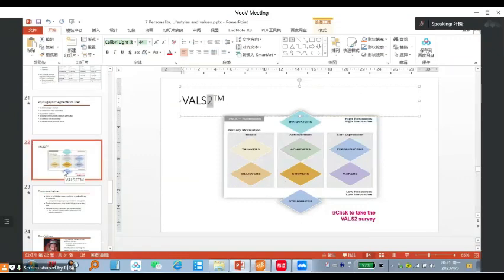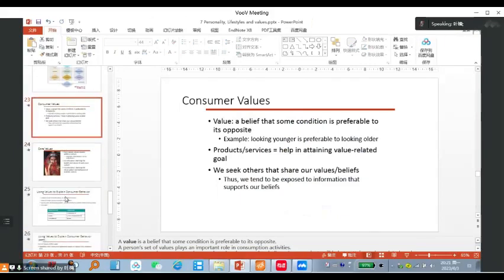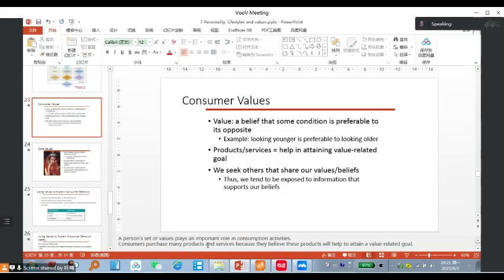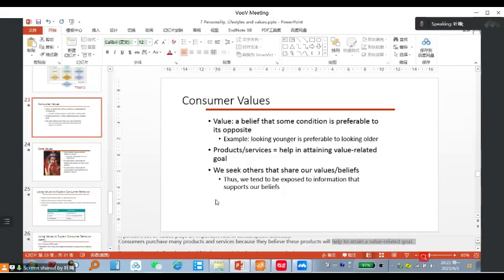So these are the lifestyles. And the last point, values. A value is a belief that some condition is preferable to its opposite. There are usually a set of values. A person's set of values plays an important role in consumption activities. Sometimes a consumer purchases products and services because they believe that these products will help to attain a value-related goal.